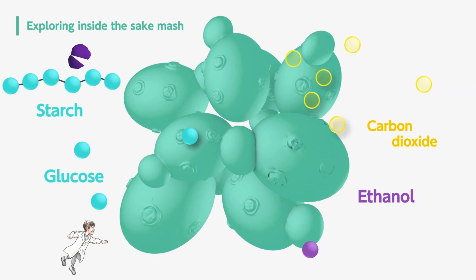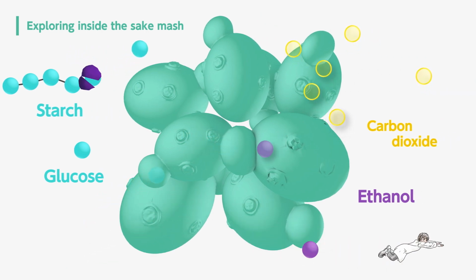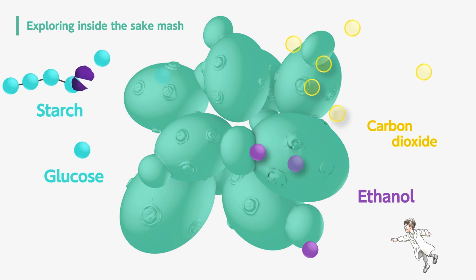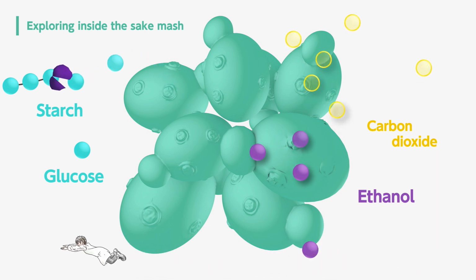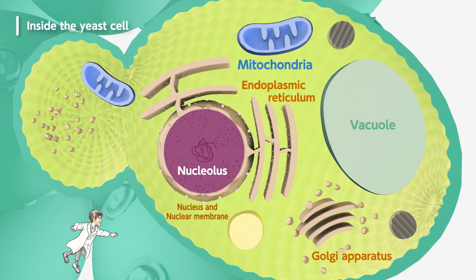Inside the yeast cells, we can overlook glucose, ethanol, and carbon dioxide, which originated from saccharides formed via starch saccharification. Yeast is similar to humans, a eukaryote with a nucleus. For that reason, they have various organelles, just like human cells.